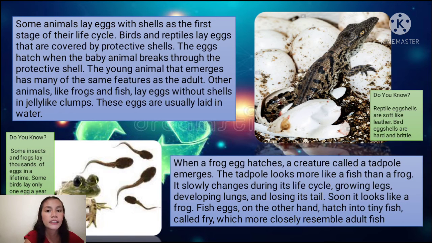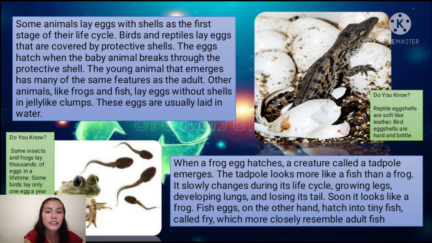Some animals lay eggs with shells as the first stage of their life cycle. Birds and reptiles lay eggs that are covered by protective shells. The eggs hatch when the baby animal breaks through the protective shells.